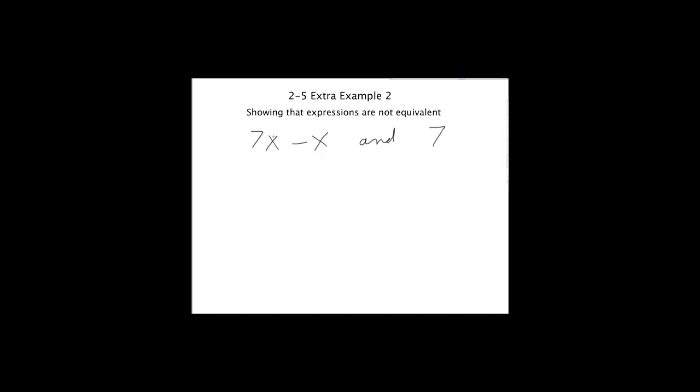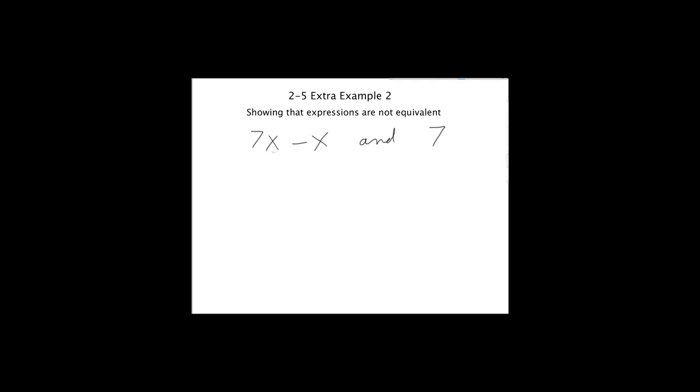Okay, Mr. B, 2-5, this is the extra example 2. This is similar to the guided example 2 that is in the textbook. I'm just taking a look at a different expression and comparing them. So we're going to show that these two expressions are not equivalent. There's some methods to it. What's nice about showing that they're not equivalent is we really only have to do that once. If we can show that they don't equal each other one time, then we're done.